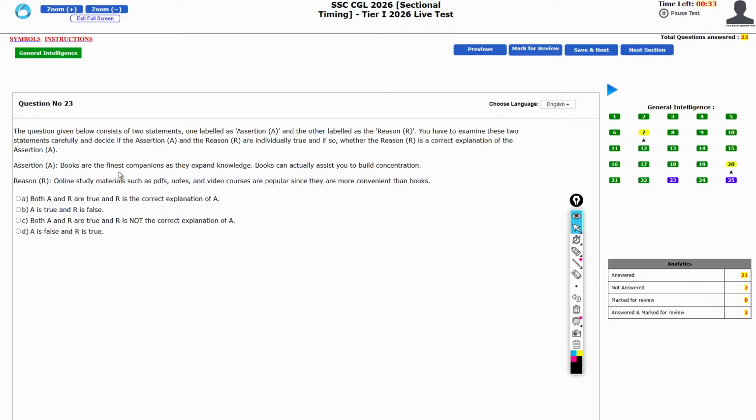Assertion, books are the finest companion as they expand knowledge. Books can actually assist you build concentration. Okay, reason, online study materials such as PDF are popular since they are more convenient than books. Okay, both true but not the correct explanation.